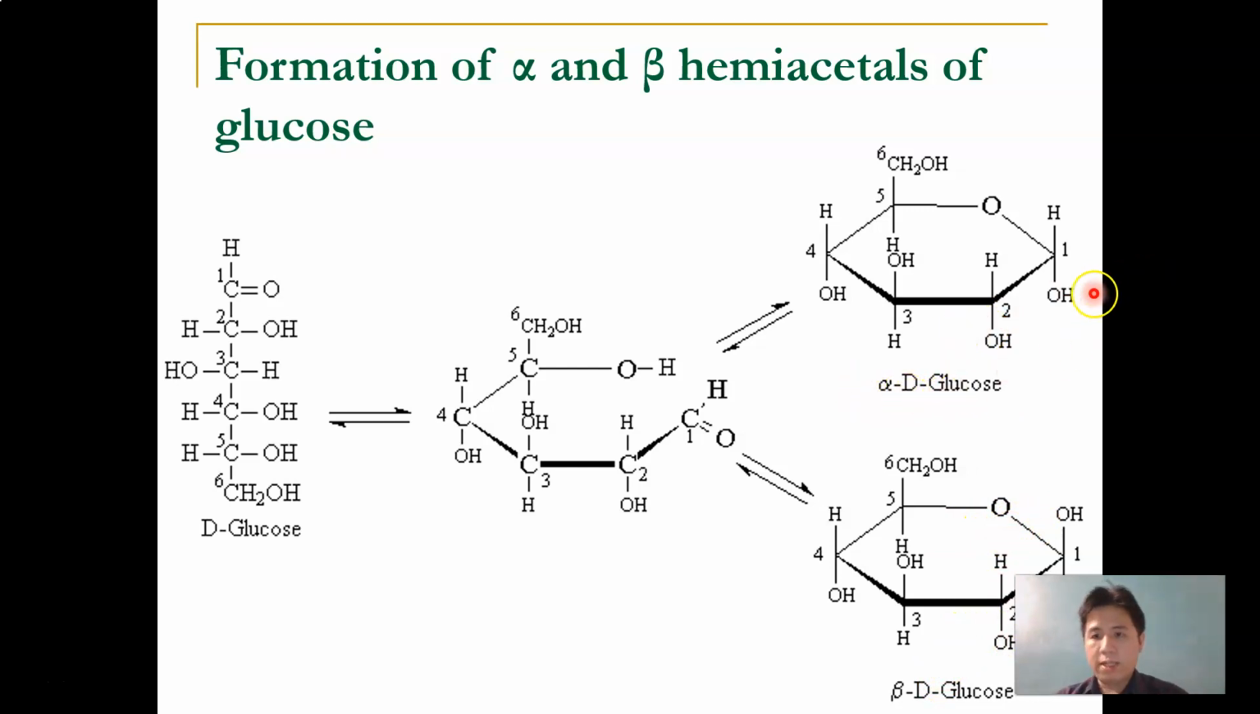Alpha glucose means that the OH is at the bottom of the ring. Beta glucose means the OH is on top of the ring. Certain rules will apply, like the O must be here, at the extreme right. And because this is a D sugar, the CH2, the extra non-chiral carbon, must be on top, because this is D glucose. So this is how you get alpha and beta glucose. You must draw the structure first.